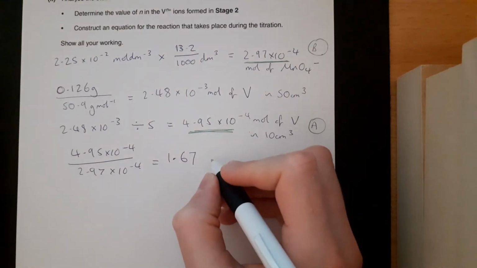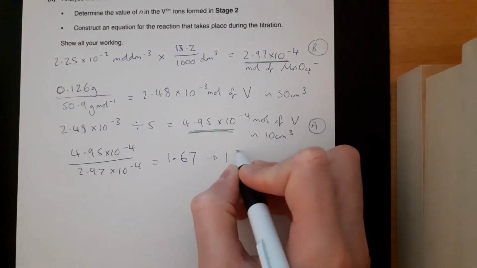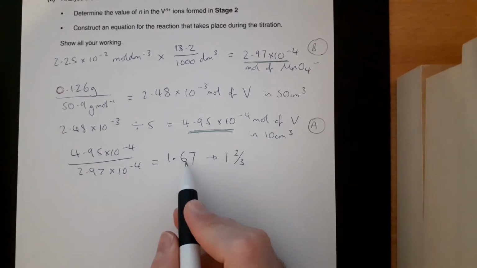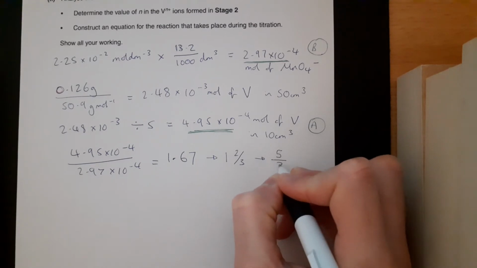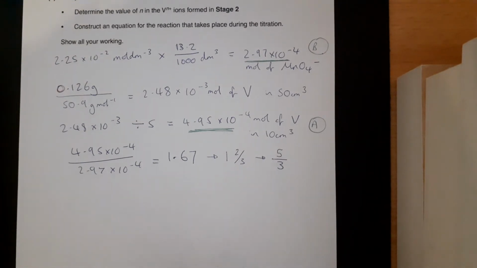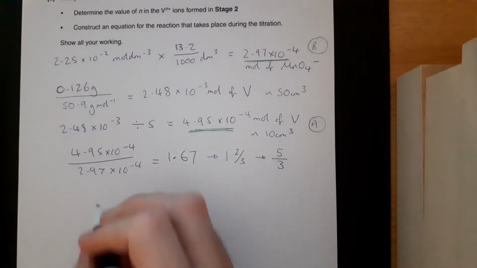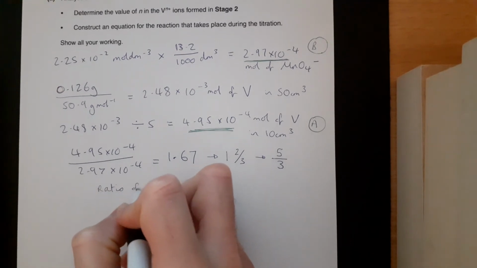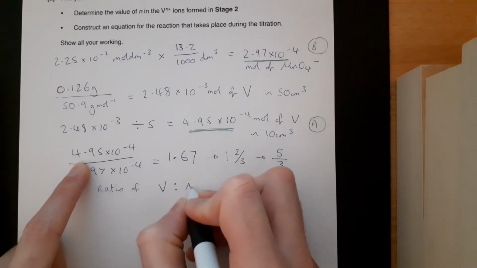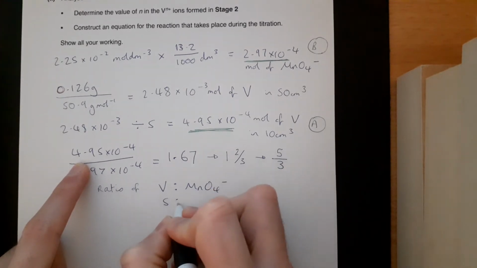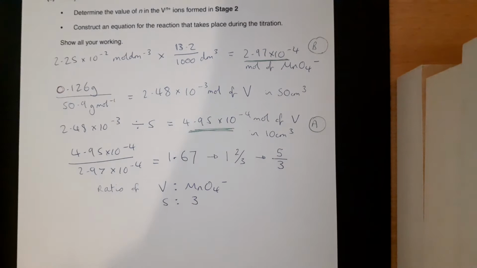What is that? 1 2/3, isn't it? 0.67 is 2/3 as a fraction, so that is therefore 5/3. So what that's telling us is that it's a 5-to-3 ratio. So the ratio of, now we just need to be careful, this was the vanadium, wasn't it? Of vanadium to manganate is 5-to-3. Okay. Right, so therefore we can start to write our equation.